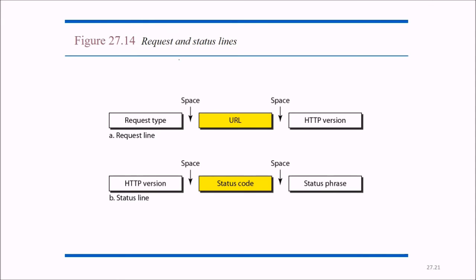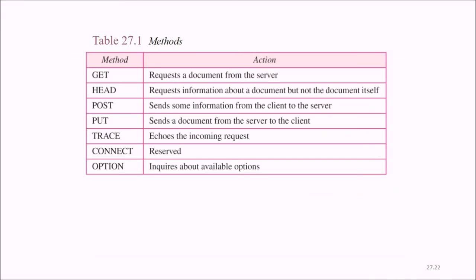And these are the request and status lines, the request type and status lines. You have various spaces here, and the HTTP version, like what is the HTTP version. So all these are the content of your HTTP. And of course, GET and POST are very important. These are the methods. Apart from the body, HTTP has methods. Like GET, you are requesting a document from the server. POST, you are sending some information from the client to the server. So GET and POST are very important.